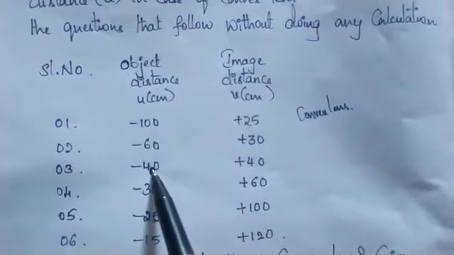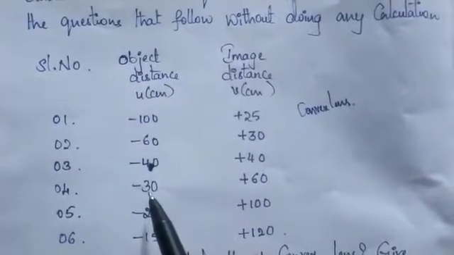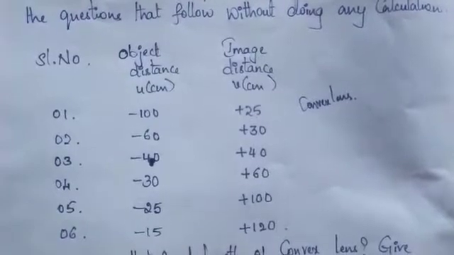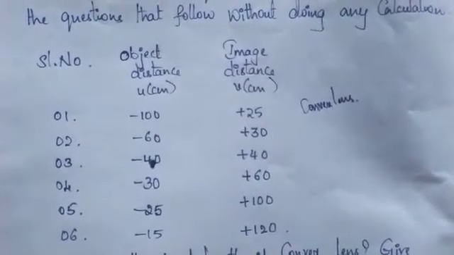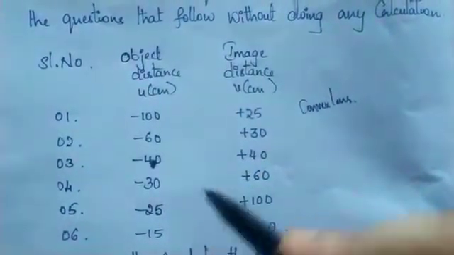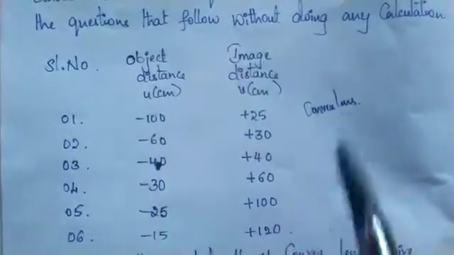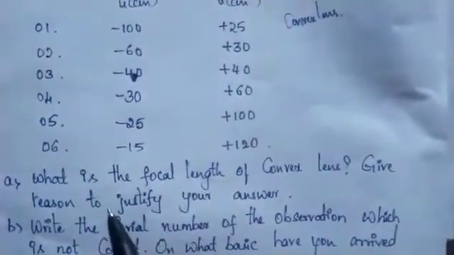In the next case, the object is between f1 and 2f1. Then the object is at f1. Then I am going to keep the object between the optic center and f1. All the 6 cases are there along with the object distance and image distance. Now you just observe. By observing this table, you have to answer these questions.